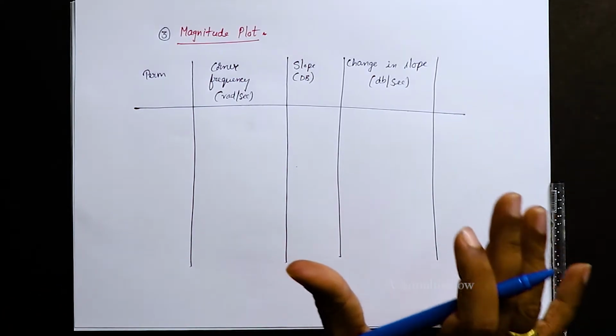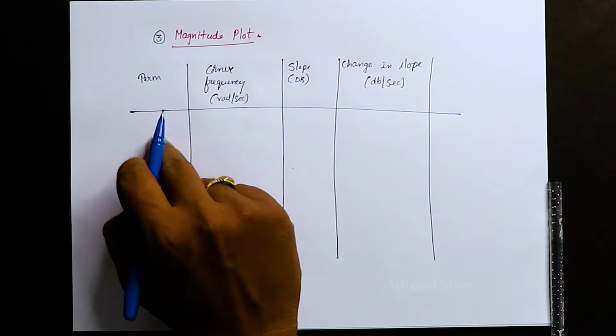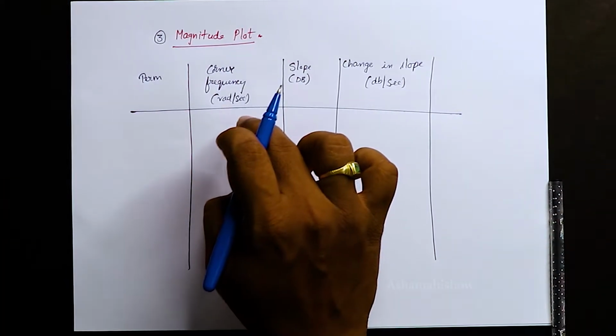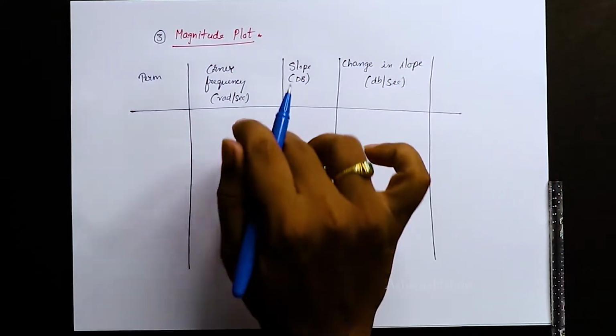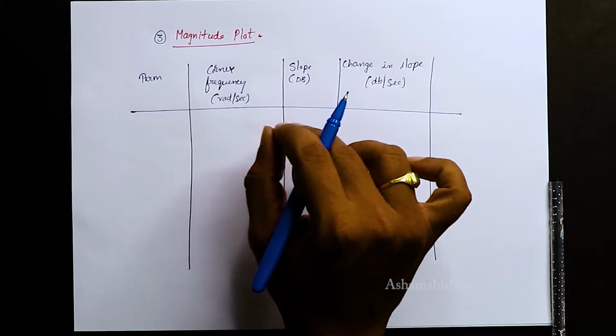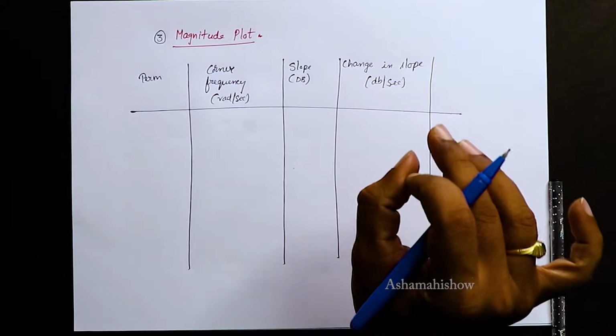So this is the table for the magnitude plot. In the first column we have the terms, how many terms we have here. The second is the corner frequency. When drawing the magnitude plot in a semi-log graph, this corner frequency plays a major role. So with the help of this table, we will be drawing the magnitude plot in a semi-log graph.